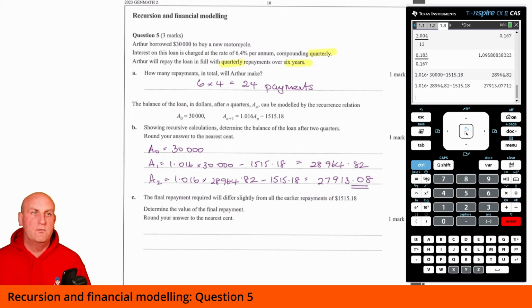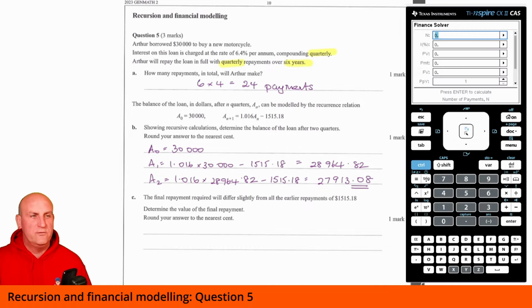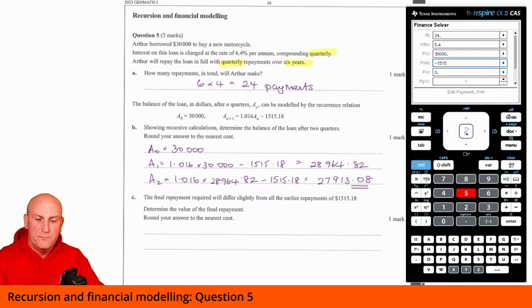The final repayment required will differ slightly from the earlier repayments of 1515.18. Determine the value of this final repayment. Okay, well, what are we going to do? We can do this over how many payments was it? 24 payments. Now I'm firing up Financial Solver. So menu, finance, Financial Solver. N we knew was 24. Interest rate was 6.4% per annum. My principal value was, what did he borrow? Yep, 30,000. Payment was minus 1515.18.